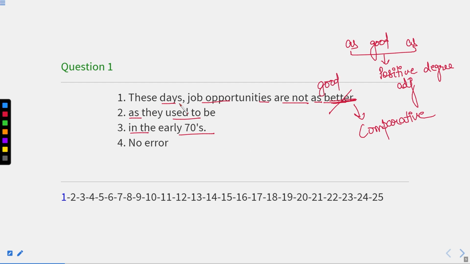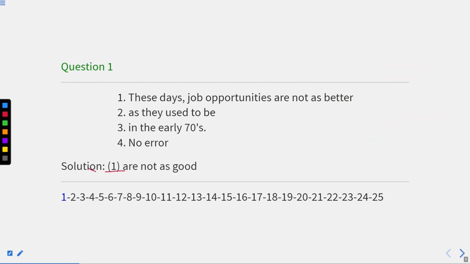So the correct answer will be: these days job opportunities are not as good as they used to be in the early 70s. Here the error is in part A. So the solution is 1. It means our answer will be 1, because here it is not as better as, so better should be replaced with good. Also we can write this sentence in another manner: these days job opportunities are not so good as they used to be in the early 70s. In that case as well, the first part contains the error. Now let us move to the second question.